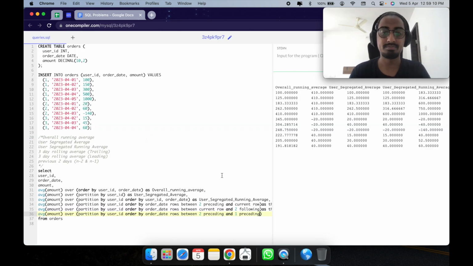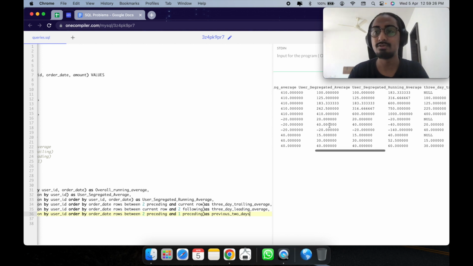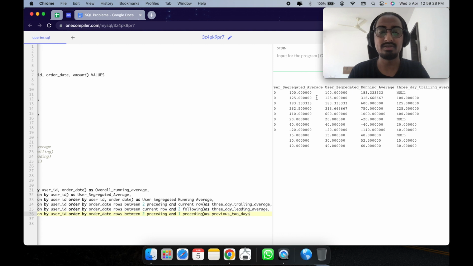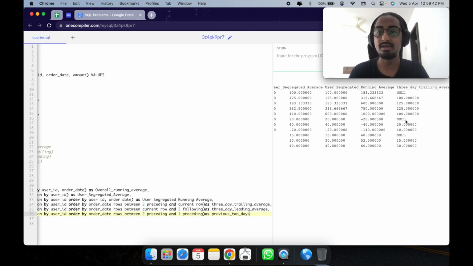Let's see what it gives. So as previous 2 days. What happened? Right. The first one is null, then 100, 125, 225, and 400. Similarly, it's null, 20 and 40. So this is how you get the previous 2 days average.